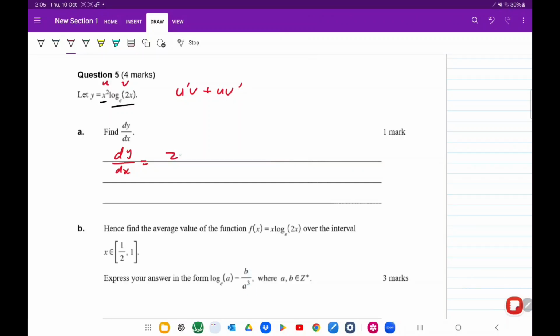We end up getting 2x log e 2x plus x squared times 2 over 2x. And if we simplify this, this becomes 2x ln 2x plus 2x squared over 2x.